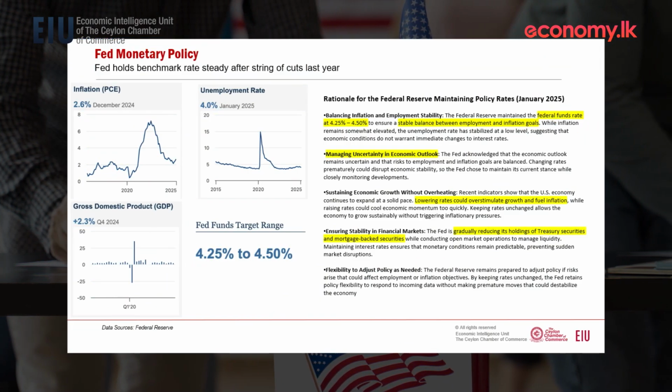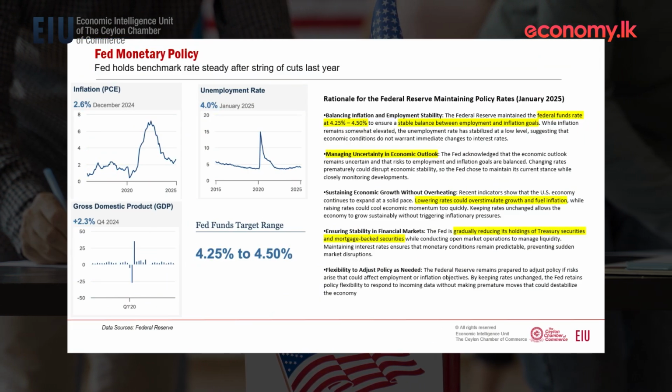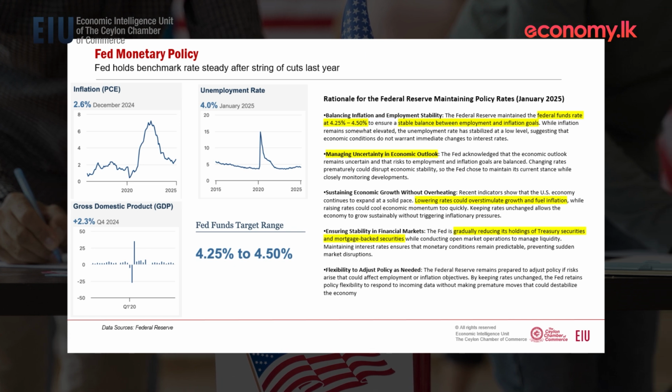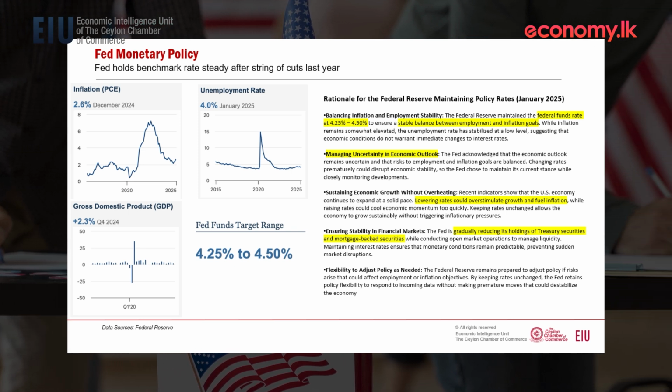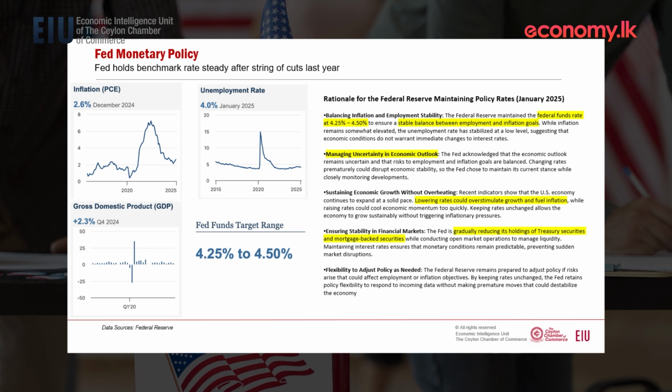Next up is the Federal Reserve, that's on the US side. The Federal Reserve also maintained its interest rates. Why am I talking about the Federal Reserve? It is mainly because close to 25% of our exports go to the US, and it's important to understand what's happening there in terms of inflation and interest rates. The US inflation rate, CPI, is a little high. It's at around 3% for December 2024.